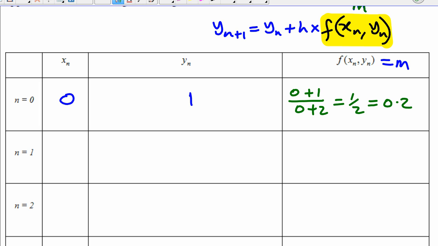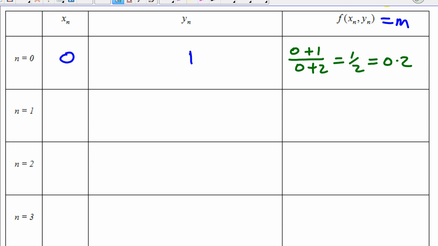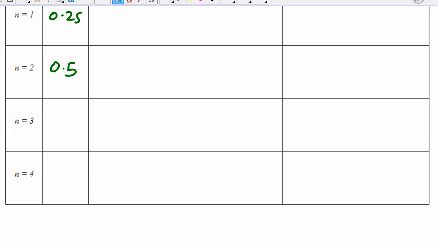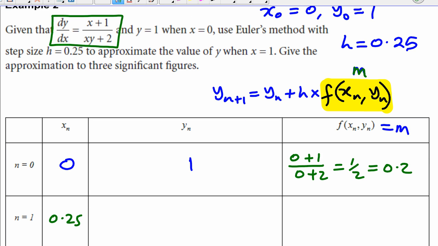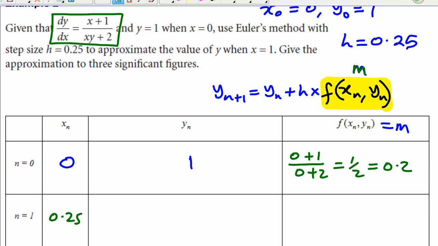Okay, now I'm just going to go to the step size here. The step size is 0.25, so this will be 0.25. Just add 0.25, 0.5, 0.75, and 1. So we are stopping at 1 because we want to find the value of y when x is equal to 1. Okay?